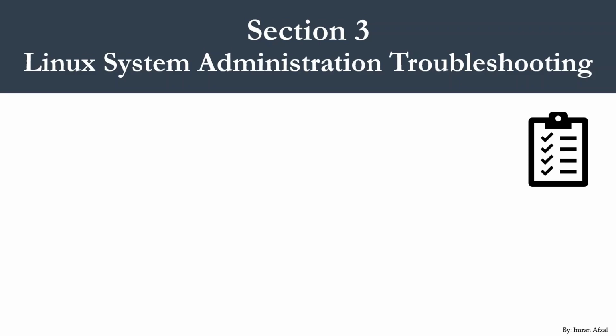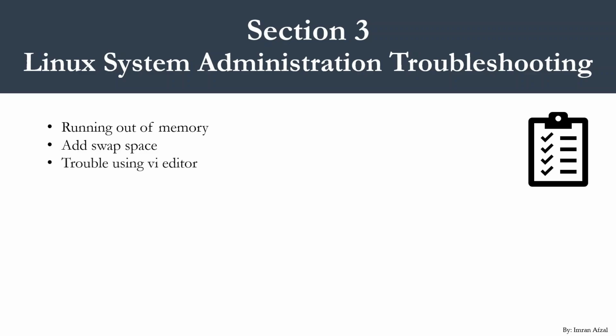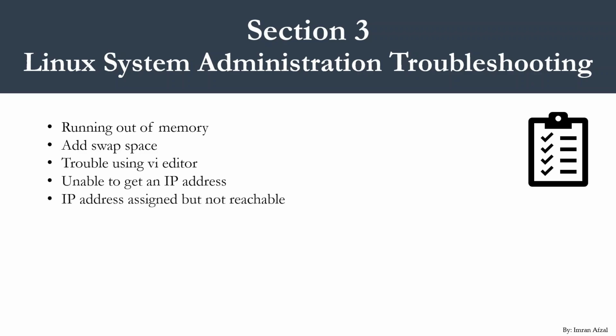The real work. Let's see what real life example scenarios or troubleshootings I have created. The first one is what happens if your Linux system runs out of memory, and how you could add swap space to your machine when you run out of memory. Then trouble using the vi editor, being unable to get an IP address on your Linux machine, and if you do, then still your Linux machine is not reachable.